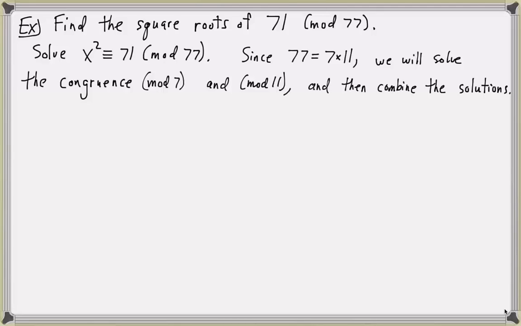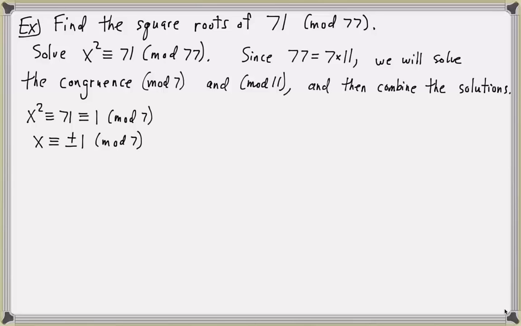So let's first solve the congruence x squared congruent to 71 mod 7. Well, if I'm working mod 7, then 71 is congruent to 1 mod 7. And we know that the only solutions to x squared congruent to 1 mod 7 would be plus or minus 1. So x is congruent to plus or minus 1 mod 7.